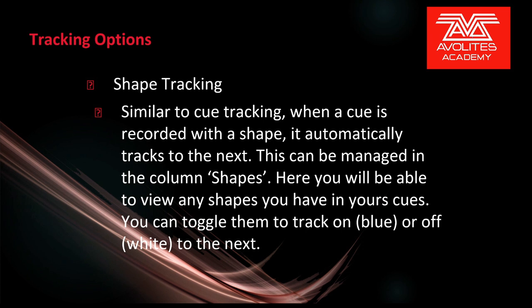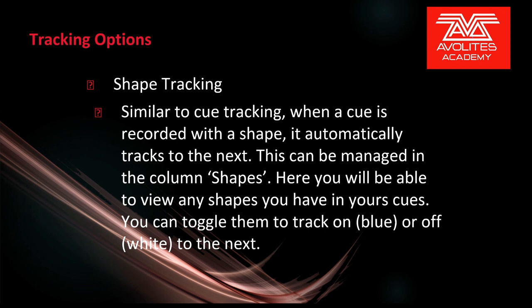So let's talk about shape tracking. Similar to cue tracking, when a cue is recorded with a shape, it automatically tracks to the next. Here you have the ability to view any shapes you have in your cues. You can toggle them on or off, right to the next. And I believe that this cue list has some shapes in it already. Haha, it does, so that helps us show it.